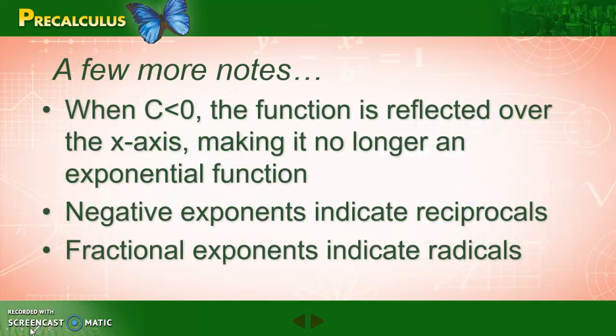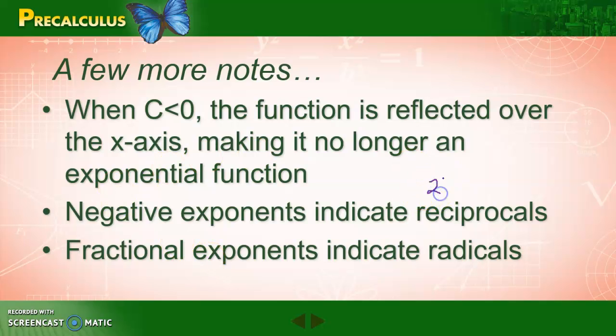Hey, a couple more notes. When c is less than 0, as I already mentioned before, the function is reflected over the x-axis, making it no longer an exponential function. We're going to take a look at what that would look like. Negative exponents indicate reciprocals, and fractional exponents indicate radicals. And hopefully this is a review.